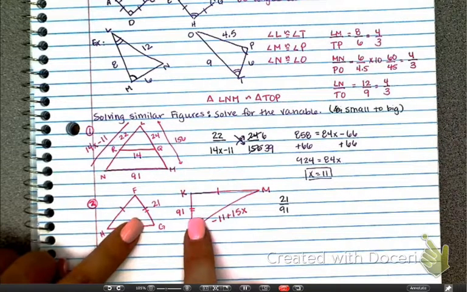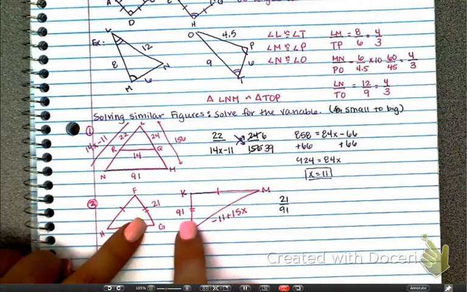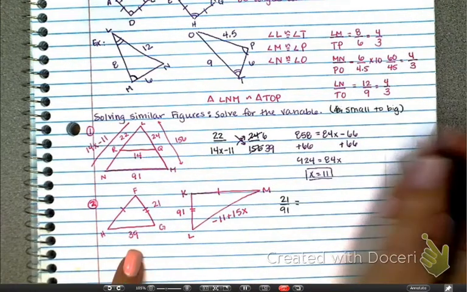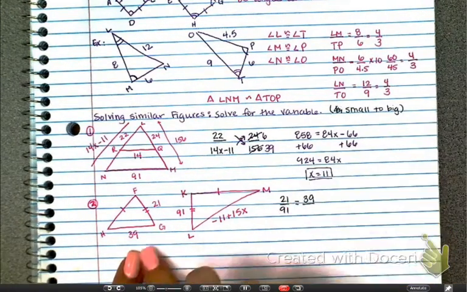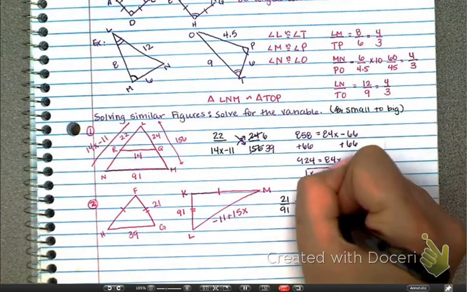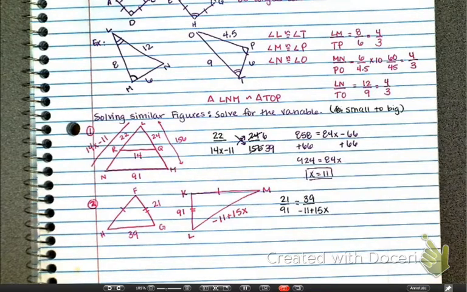Because you know that they're similar because of the tick marks, right? So 21 over 91. And then I'm left with 39, and that should match up with the negative 11 plus 15x. Okay, I want you to take a second, either by yourself or with your group, and solve that proportion and see what you get.